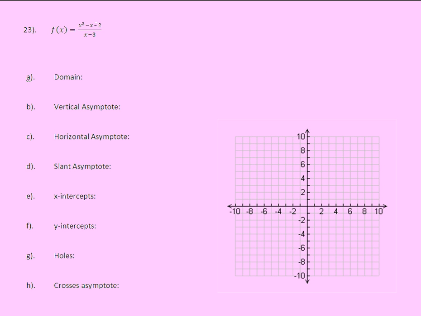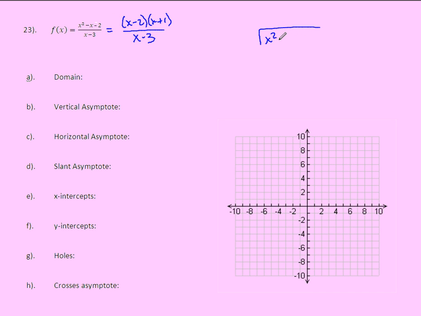Alright, 23. We have x squared minus x minus 2. The first step we always want to do is factor both the top and the bottom. x minus 2, x plus 1, and in the denominator x minus 3. And I also want to do a long division immediately.